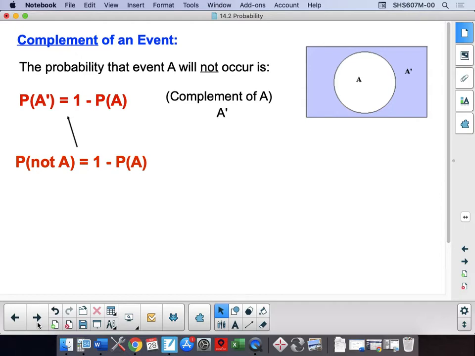Sometimes it's easier to look at the complement of an event. Have you heard of a complement before?